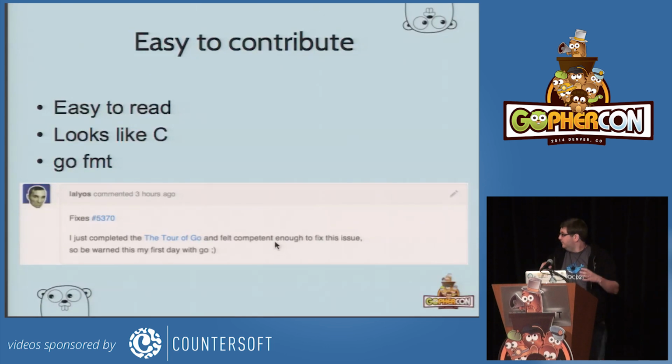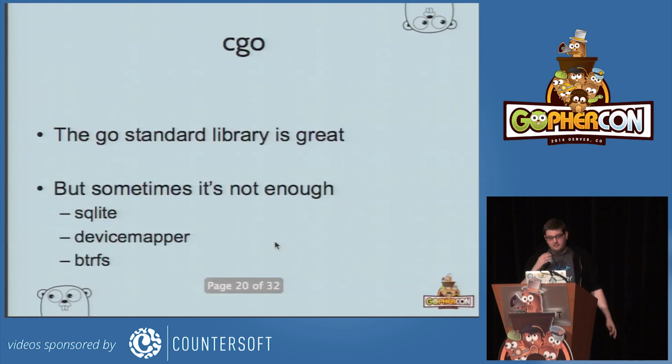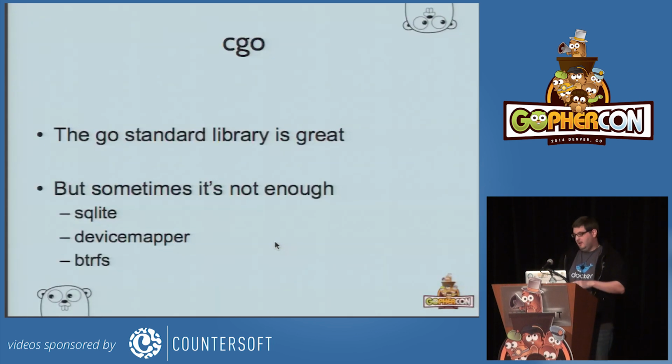It's really nice. And I have the perfect example this morning in my mailbox. Somebody just pushed a fix to Docker on GitHub, and he said, I just completed the Tour of Go and felt competent enough to fix that issue. So that's something we couldn't have with another language like Ruby or Python. Go is really easy to understand, at least the basics. Some complex concepts are harder, but the basics are really easy. And that's why we have so many contributors and so many great people helping us, and it's really nice.